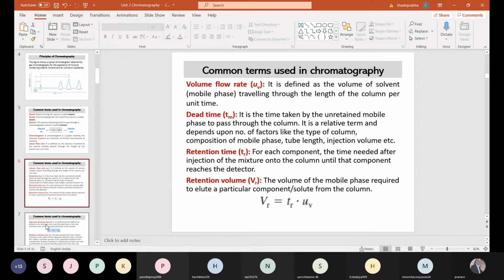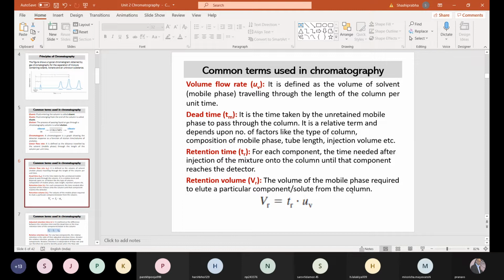अगर रिटेंशन टाइम है तो रिटेंशन वॉल्यूम भी होगा, because horizontal axis पे हमने बताया था it could be either time and it could be volume. So retention volume of the mobile phase, the volume of the mobile phase required to elute a particular component or a solute or analyte from the column. कितना वॉल्यूम हमको लगता है मोबाइल फेज का कि हम एक कंपोनेंट को एक कॉलम में से बाहर निकाल दें.